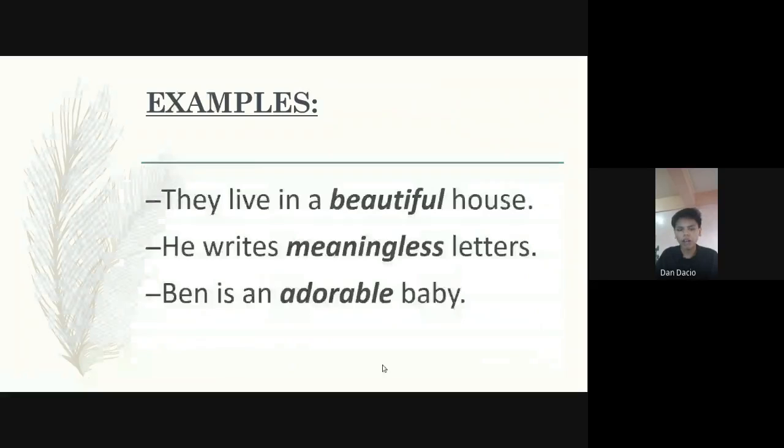So let's try to use it in a sentence. So examples. They live in a beautiful house. Okay, so the adjective used in the first sentence is beautiful. Beautiful describes the house. Next is he writes meaningless letters. So the adjective used in the second sentence is meaningless. So what is meaningless? Letters. Next is Ben is an adorable baby. So the adjective used in the third sentence is adorable.